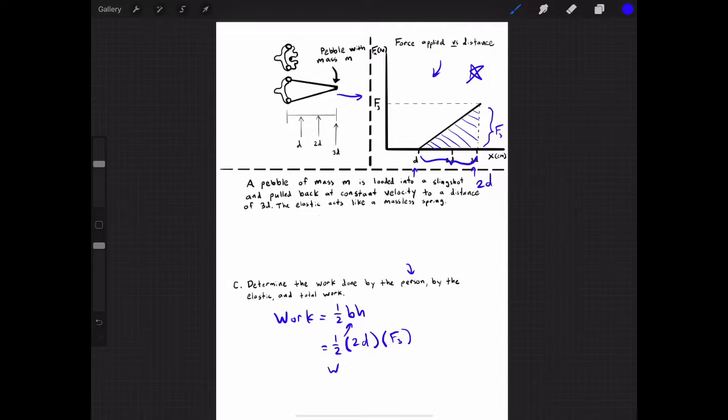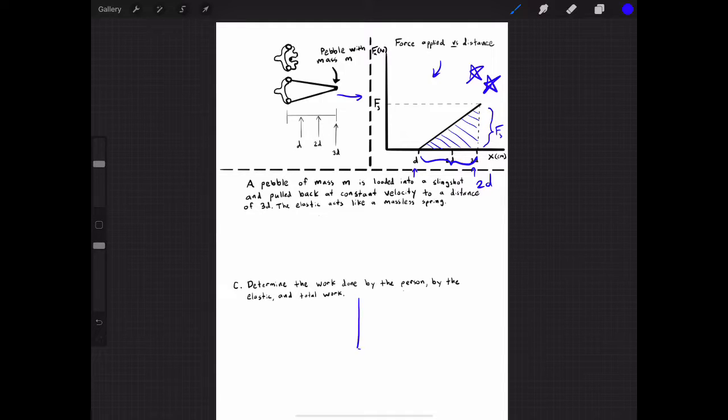And so our work is equal to just F3 times D. There we go. And now we have to find the work done by the elastic, or the spring. Now we don't really have a nice graph like up here, which is the applied force versus distance, but we can make it up. We have enough information to know what it'll look like.